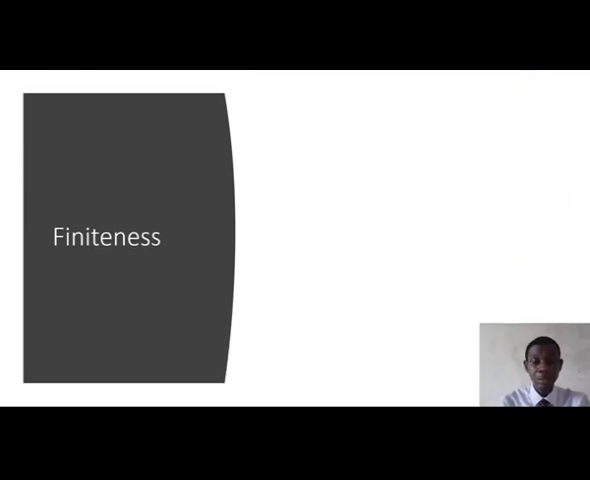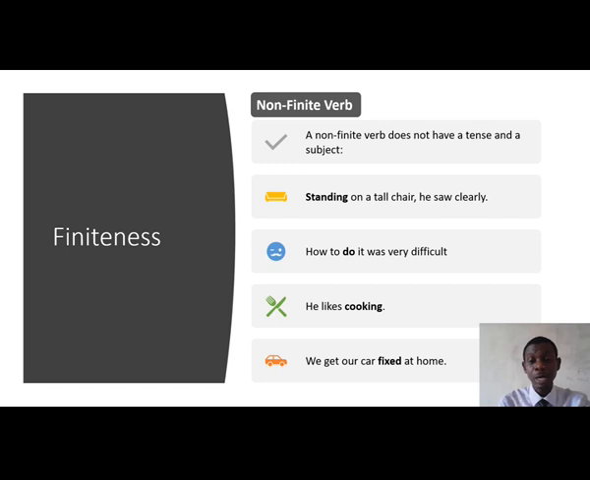In a non-finite verb, you will agree with me that a non-finite verb has no tense and no subject. So we have a series of examples here now. For the sake of this class, we've written all the words out. I mean, we have a full sentence here so that we can relate and compare, because it helps your understanding better when you compare a non-finite verb with a finite verb in a sentence so that you would know.